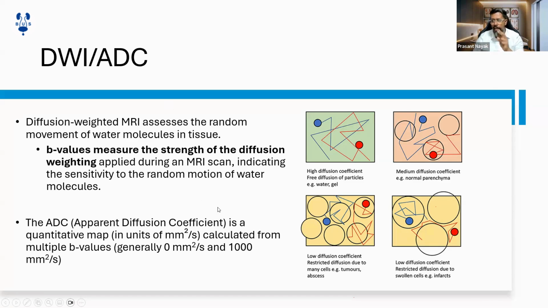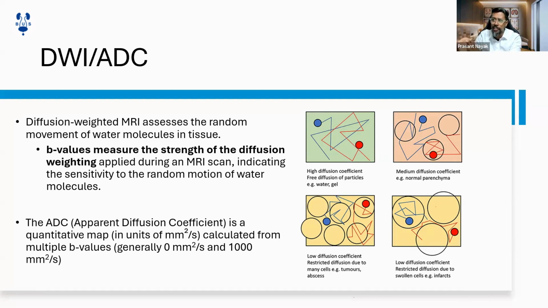ADC takes two B values, generally B0 and B1000. So they see between B0 and B1000, what is the change? An area that has shown restriction, that is a hypercellular area where water is not able to freely move, there will be less change; the gradient of change would not be there. Whether you take B0 or B1000, the gradient of change would not be much. So this is a quantification of the gradient while applying different B values.